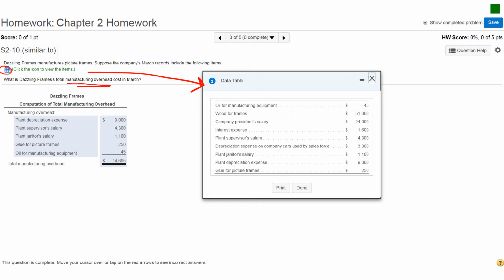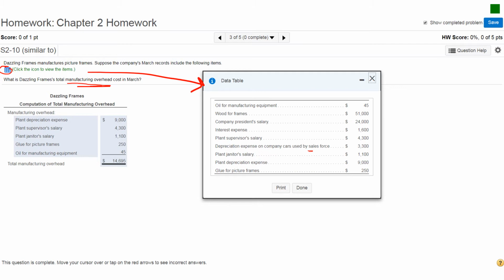So we've got oil for manufacturing equipment, wood for frames, company president salaries, interest expense, plant supervisor salaries, depreciation expense on company's cars used by the sales force, plant janitor salaries, plant depreciation expense, and glue for picture frames. So again, this is a frame company making picture frames. To figure out the actual overhead, let's go through these.